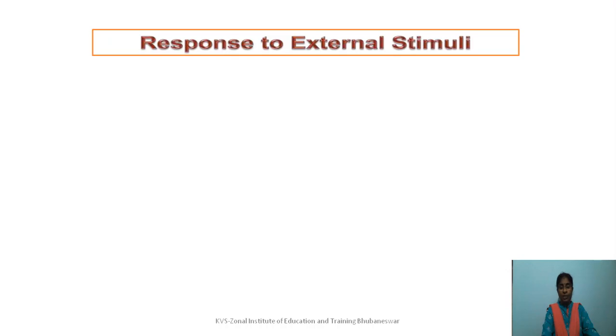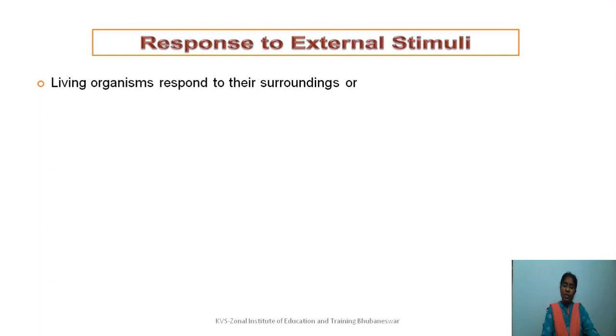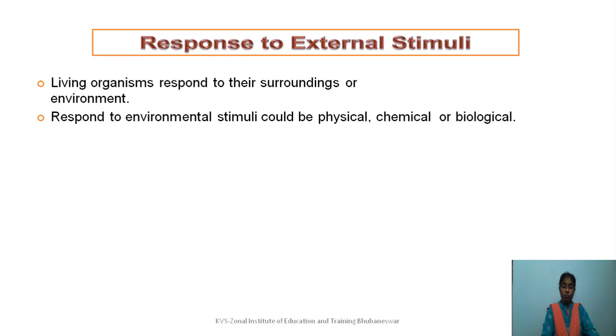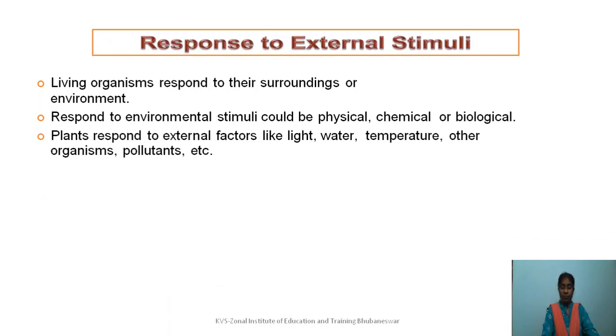Now next one is response to external stimuli. Living organisms respond to the surroundings or environment, which is known as stimuli. Response to environmental stimuli can be physical, chemical or biological, depending upon what type of stimuli there is. Plants respond to external factors like light, water, temperature, other organisms, pollutants, etc. This is how plants respond to external factors.